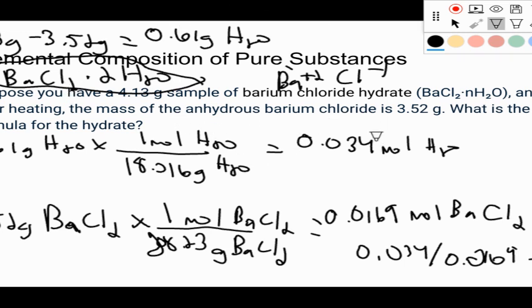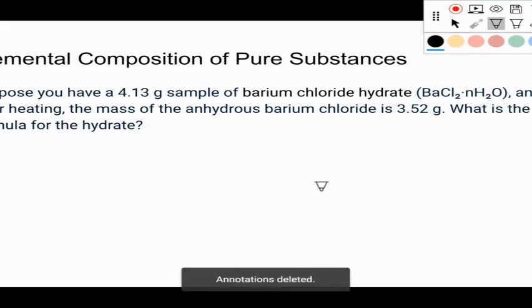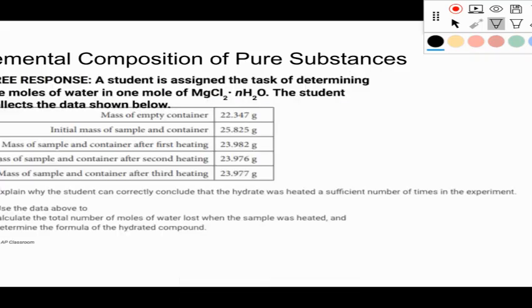Okay, so again, several steps, just like our combustion one. But we're thinking about this one differently because we are dealing with compounds and comparing the ratio of those compounds to each other. So then this is an example of an FRQ question where they are going to ask you to work out this problem, and you're trying to figure out what the formula is of the hydrate, but it gives you a lot of information. So it says you have a mass of an empty container, the initial mass of the sample in the container. You have the mass of the sample after first heating, after second heating, and after third heating.